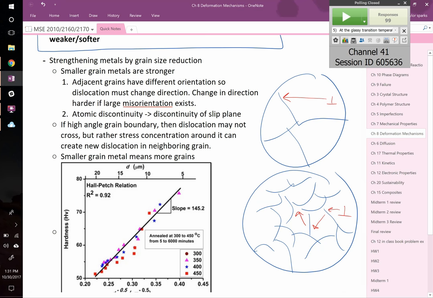So one thing you could do right off the bat if you want to make a material harder and stronger: reduce the grain size. Now let me ask you this. How on earth do you reduce the grain size? Maybe turn to a neighbor and talk about how you would reduce the grain size in a material. A big chunk of steel, how do you reduce the grain size?